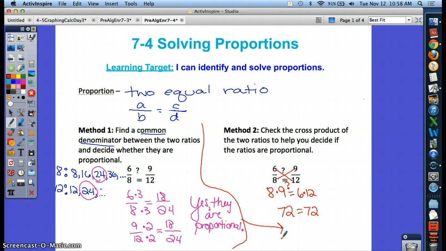Why do the cross products work? I do want to make sure you guys understand that. Why are we allowed to cross multiply? Let's think about this statement, this equation. Remember, in an equation, whatever you do to one side, you must do to the other, right? As long as you do that action to both sides, it's still an equation. Let's think about this. If I wanted to get rid of a fraction, if I didn't want to have to deal with the denominator, I could multiply both sides of this equation by a number to cancel out the denominators.